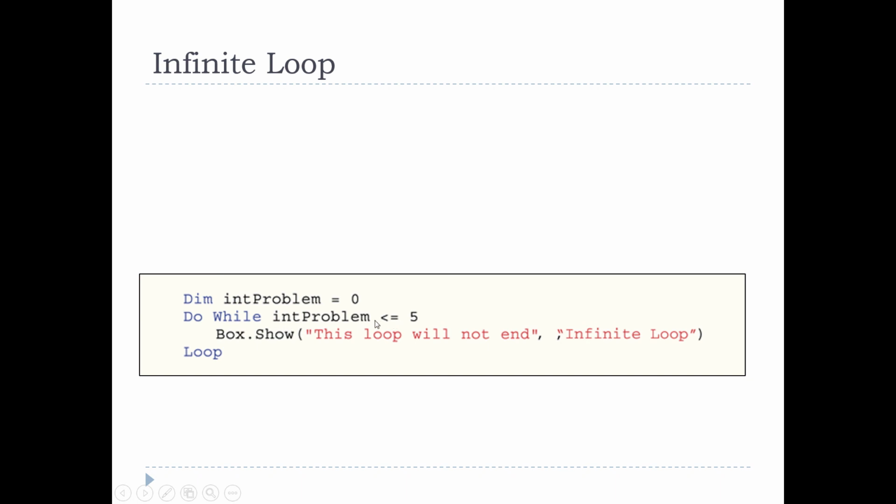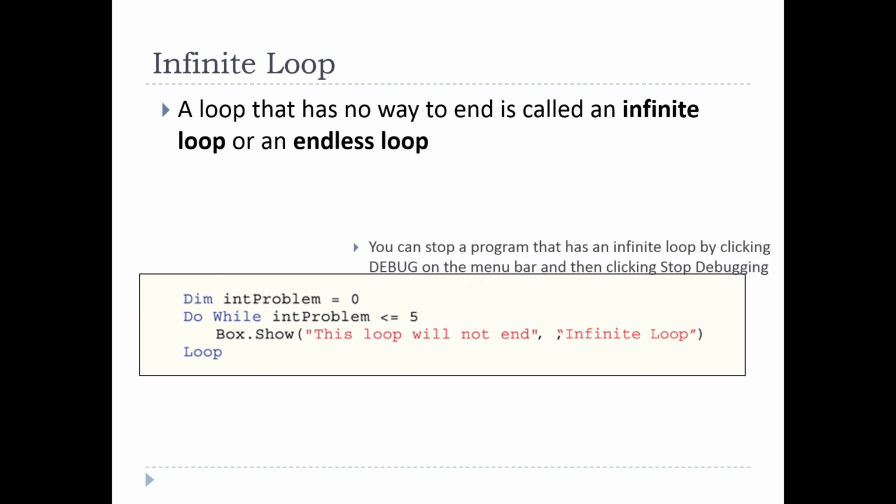In this example here, there's no way for this condition to be false, because int problem is 0. It's always going to be less than or equal to 5, and in the body we never update the int problem variable, so the counter never reaches 5 or above, and therefore it never stops. Okay, so this is an example of an infinite loop. This one is pretty short and small and easy, but if your loop gets pretty big, then sometimes you can run into this problem. So be really careful.